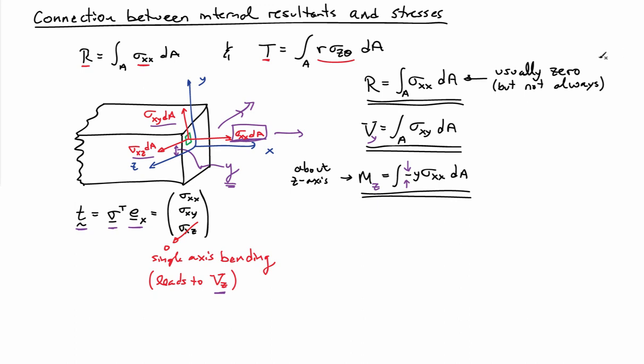So taken together, these three equations are all the relationships or connections we'll need between the stresses on the cross-section and the internal resultants in the beam.